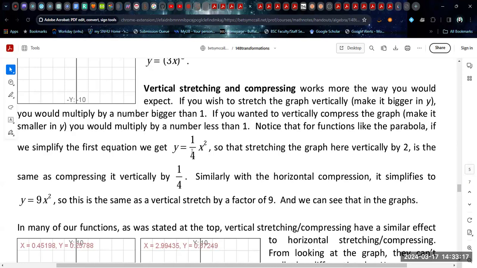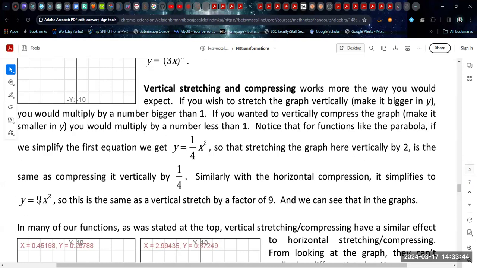Because I can always move this 4 over to the other side of the equation, and again, I'm taking my original x squared function and I'm making it shorter in this case. And so I can think of this as compressing the y value or stretching the x value, because one does the opposite. Same thing for my 3x quantity squared.